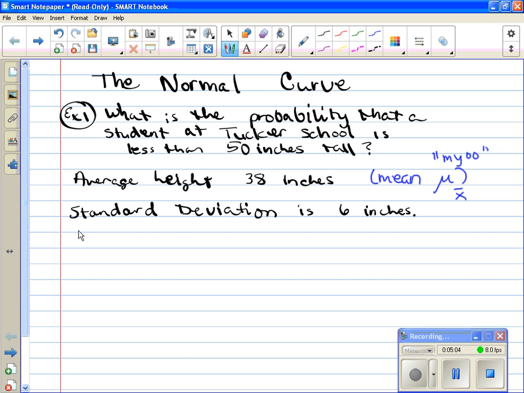Standard deviation also has a funky symbol. It's a lowercase sigma. We've seen uppercase sigma, that was with the summation notation. But for standard deviation, you use this little lowercase guy. Now we know what average is, but anyone have any idea what a standard deviation is?